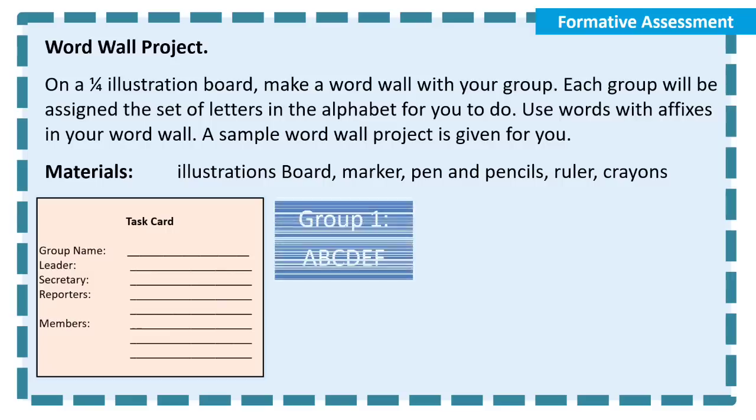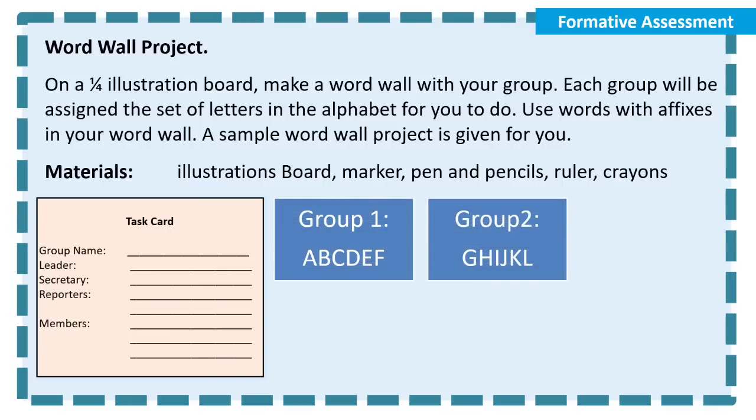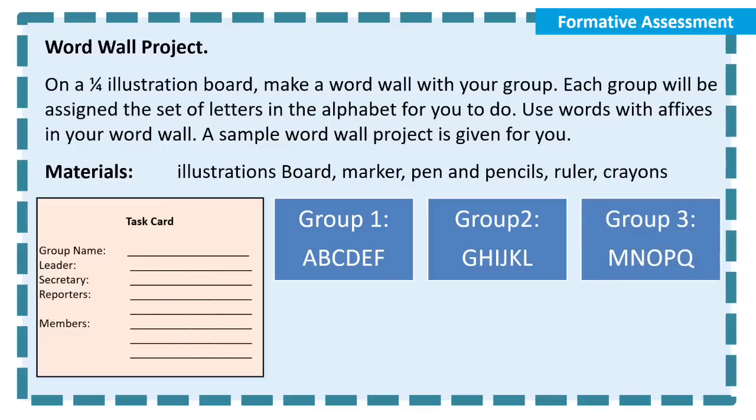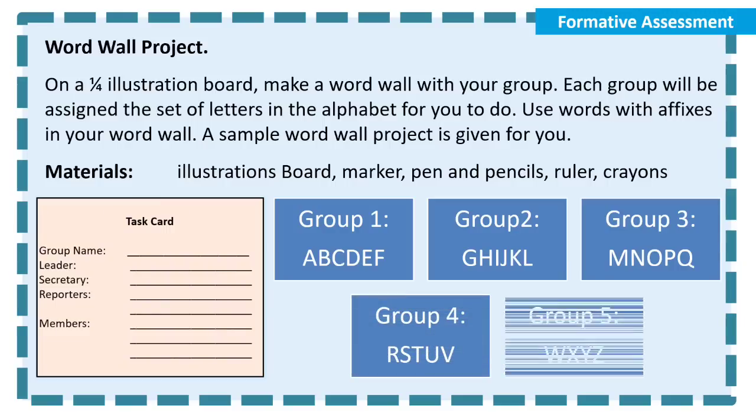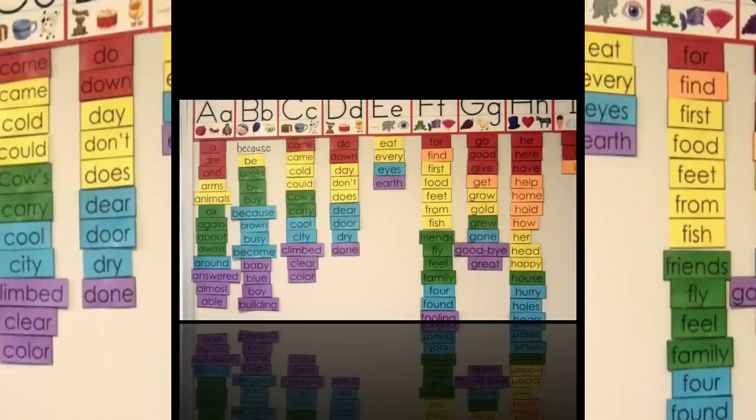For each group, Group 1, you will have letters A, B, C, D, E, F. Group 2, G, H, I, J, K, L. Group 3, M, N, O, P, Q. Group 4, R, S, T, U, V. And Group 5, W, X, Y, Z. You will focus on those letters as the beginning of the words that you are going to put in your word wall.